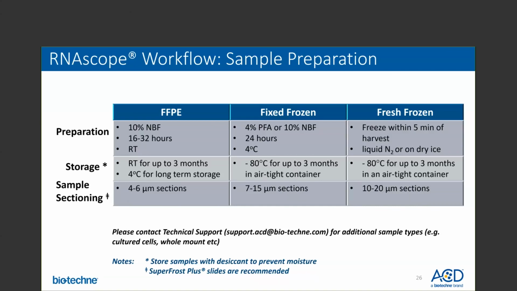For sectioning, recommended section thickness is dependent on sample type. For FFPE, we recommend 4 to 6 micron thickness. For fixed frozen, 7 to 15 microns, and for fresh frozen, 10 to 20 microns. For all, we recommend Superfrost Plus slides be used.